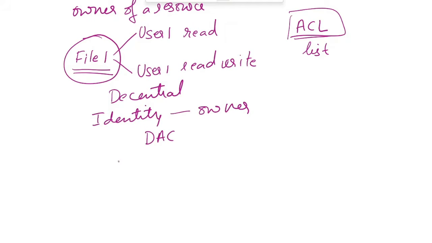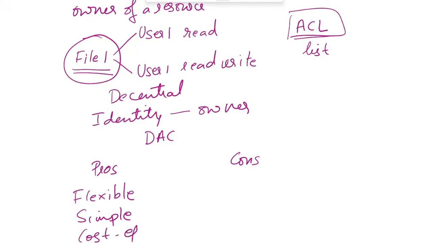Let's see the pros and cons of a DAC system. One of the advantages is that it is flexible because it allows the resource owners to grant or deny access to any user based on their discretion. This also provides fine-grained control over access permissions. And it is also simple to implement as it does not require any complex rules, policies, or processes to control access to resources. This is also comparatively cost effective because it does not require any sophisticated software or hardware to implement access controls.